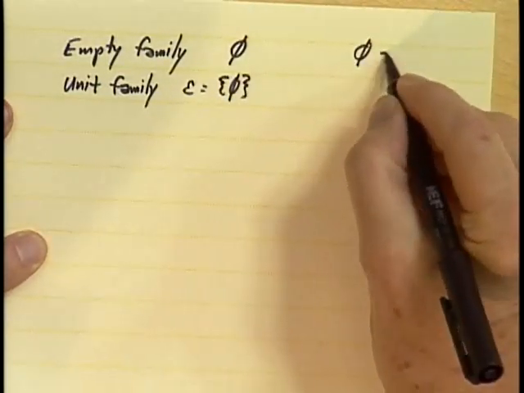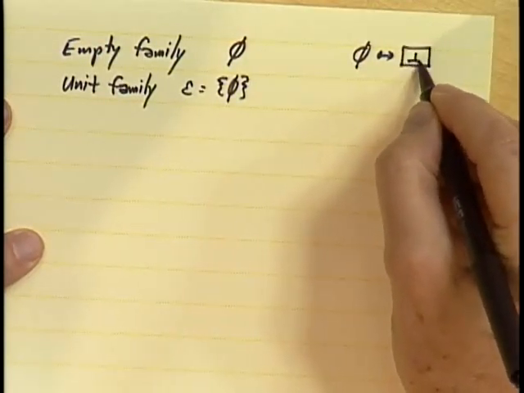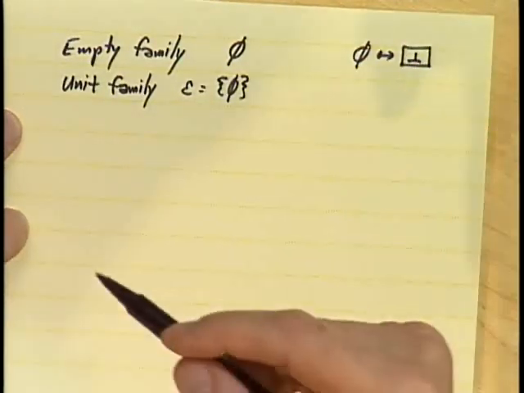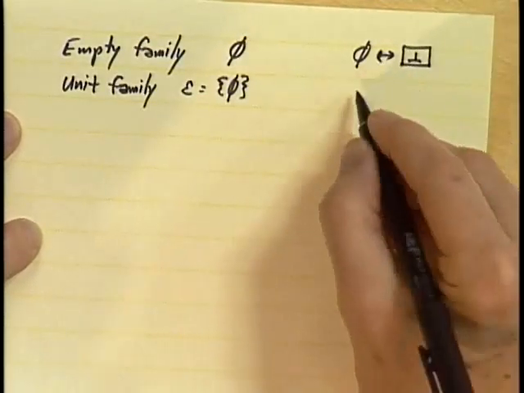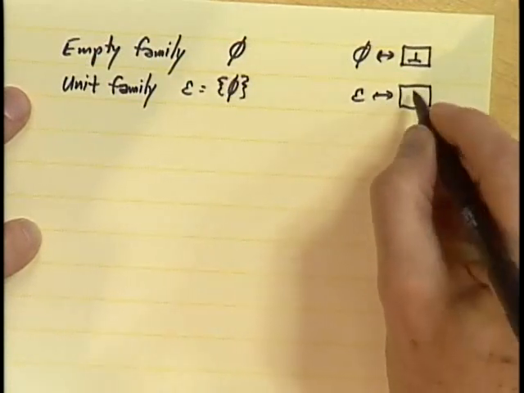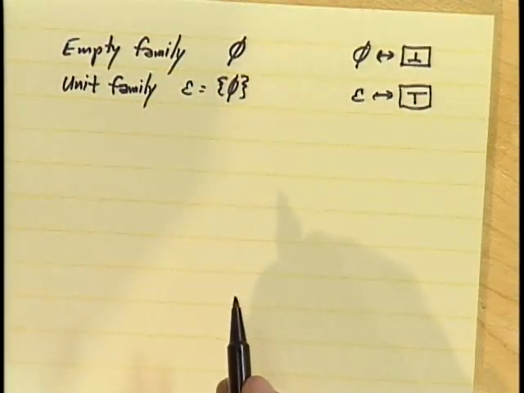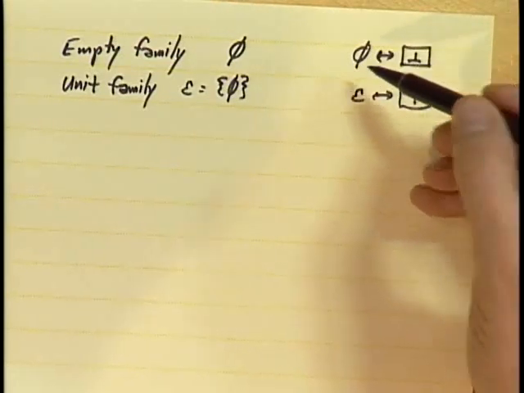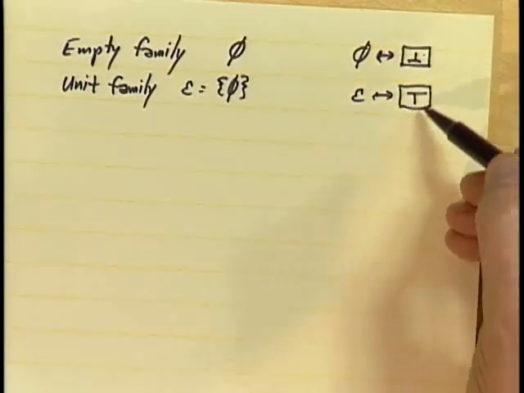Now, okay, so we represent that inside the computer. The empty family corresponds to a node in the computer that I write this way as a bottom element, and I put a square around it, meaning that it's a node that's not going to point to any other nodes. So now the unit family is going to correspond also to one of these sink nodes, but this is the top. When we were doing Boolean functions, the all-zero Boolean function corresponds to this guy, and the all-one Boolean function corresponds to this guy.